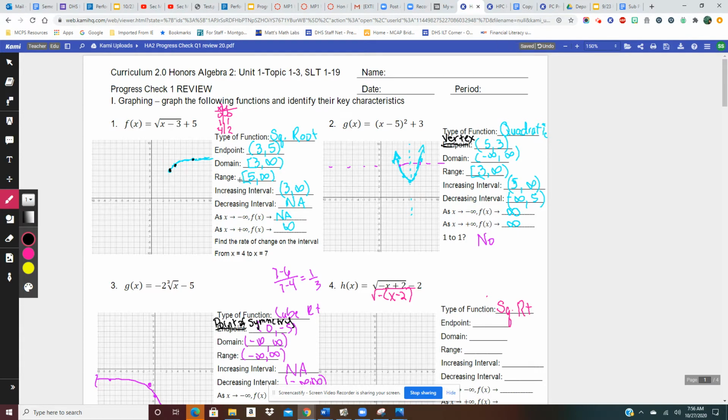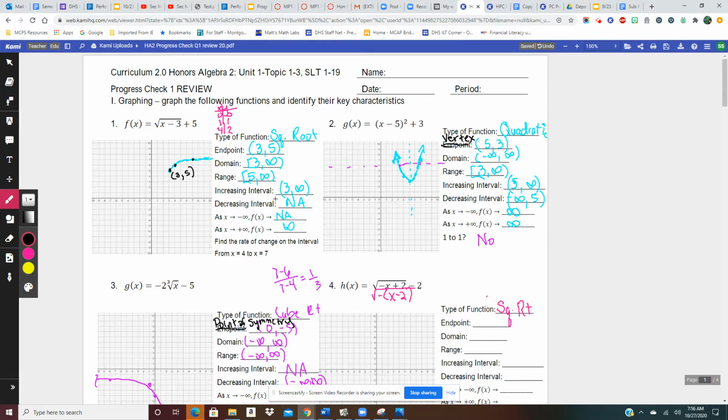My domain is my x values, read from left to right. So I'm starting here and going to the right. So I'm starting at 3 to infinity. So that's my domain. My range is my y values. So I'm starting at my y value here. Again, this is the point 3, 5. So my y value here is 5. So I'm going from 5 and it's going up from there. So it's 5 to infinity.